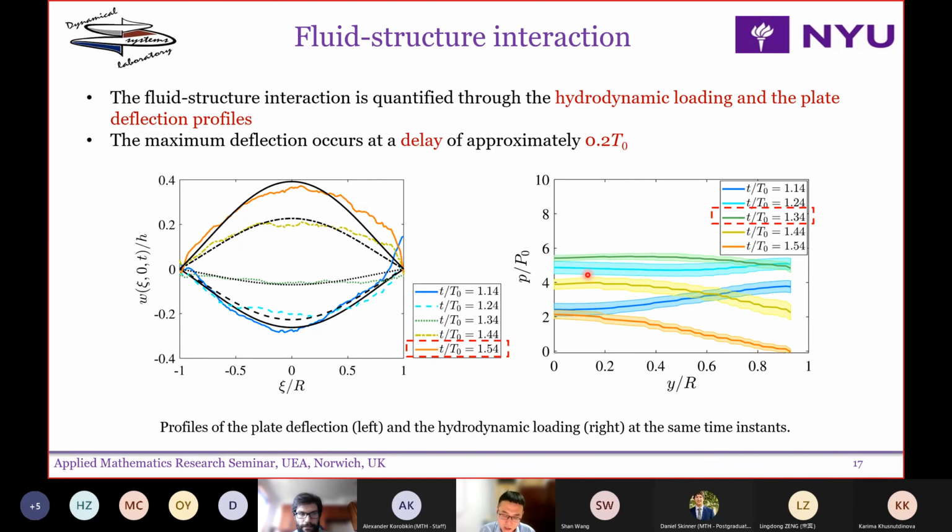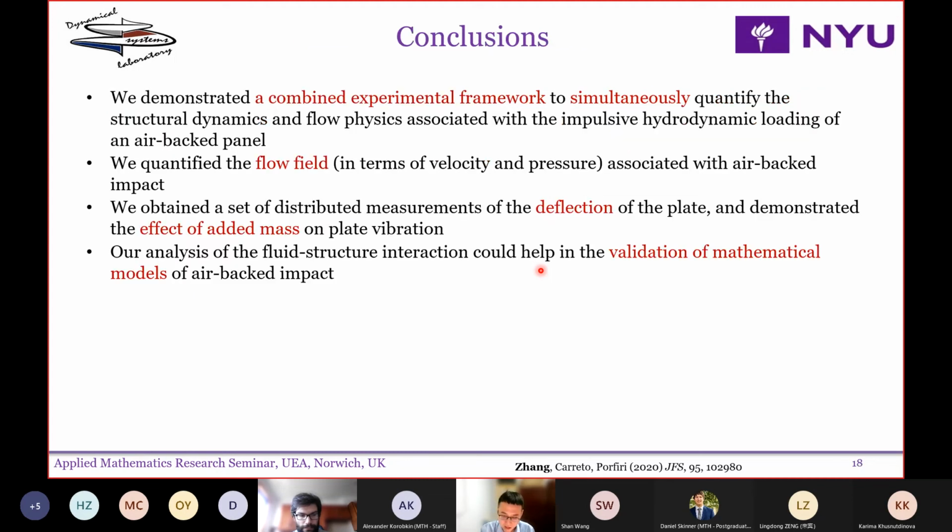So this means that the plate achieves the highest deflection some time after the pressure achieves the highest loading. So there is a delay between these two processes, and we think this is caused by the inertia of the plate. So yeah, that's all the data that I want to show.